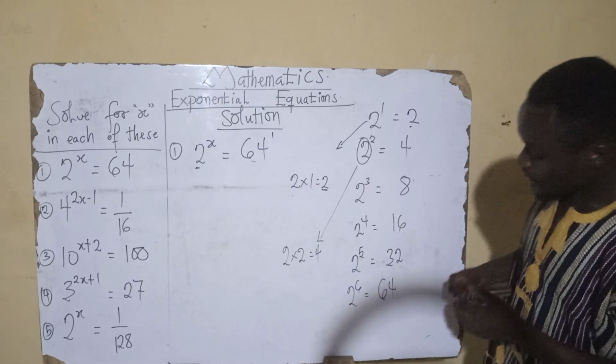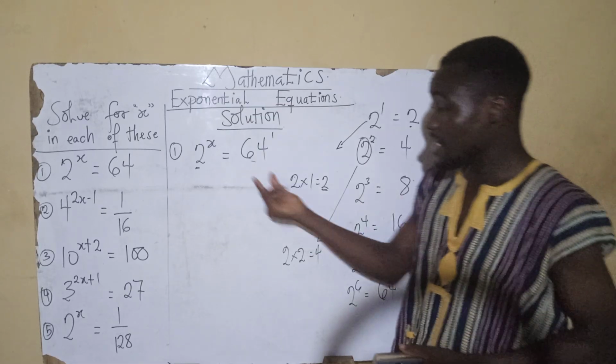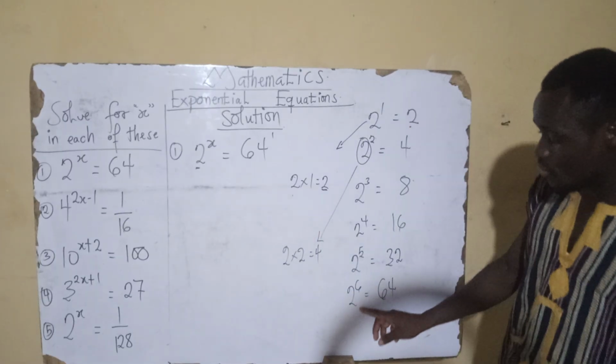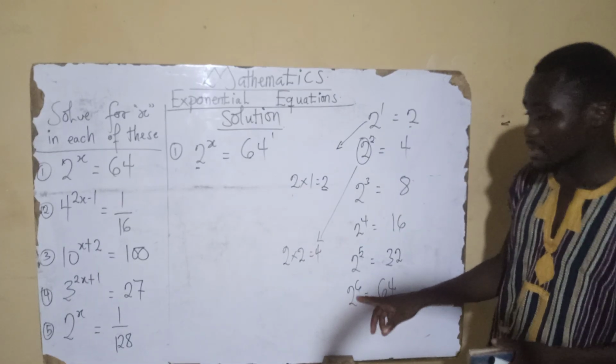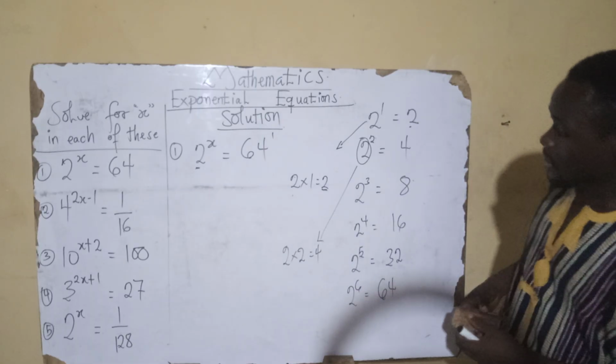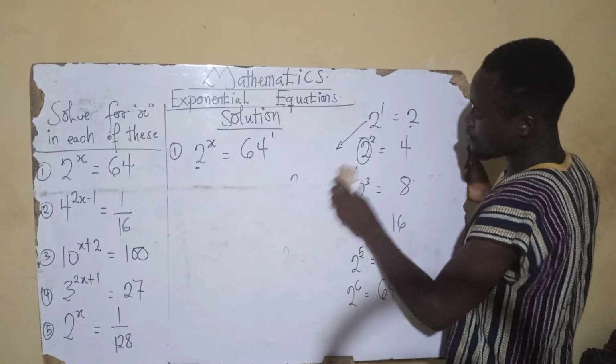So that means that for me to make sure that the base here, which is the 64, becomes the same as this, it means that 2 power 6 gives me what? 64. Please, are you with me here? Very good. So now let's continue.